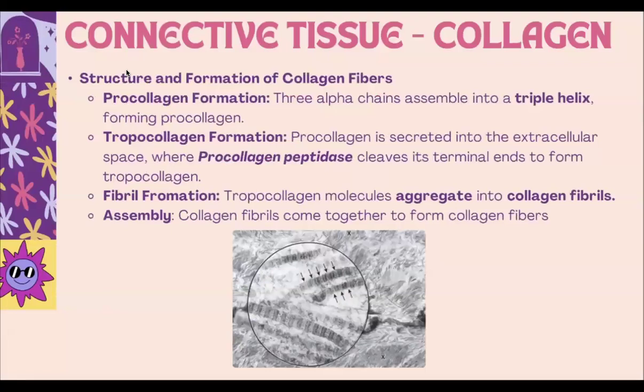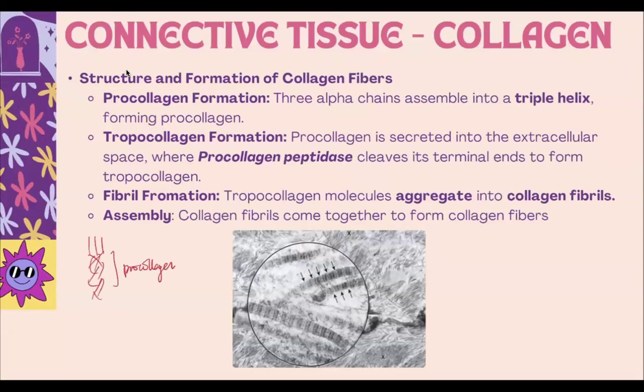Then we want to talk about how collagen is formed. So you start off with something called procollagen. So procollagen is formed when you have 3 alpha chains. They come together and they form a triple helix. Ignore how poorly the diagram looks. And this is your procollagen over here, the three alpha chains coming together.